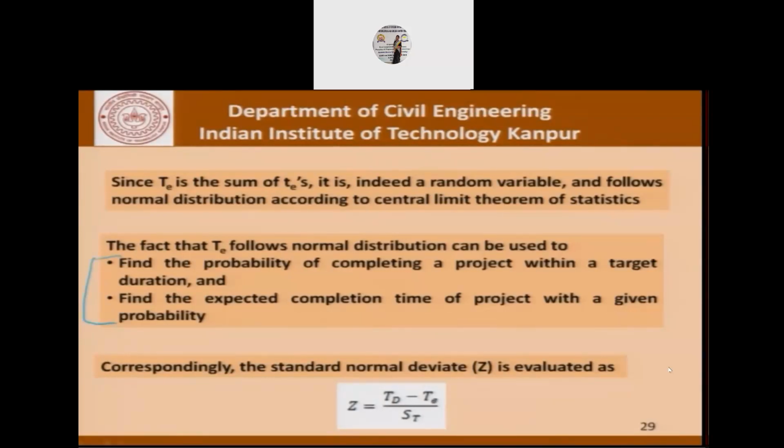Find the probability of completing the project within a target duration. If there are two activities, we can ask the question that, well, there are some times associated with these two activities, but what is the probability that this project will be completed within a certain time, whatever that number is? That we will see in an example later on, but also we can find the expected completion time with a given probability. Basically, these two questions are just two sides of the same coin. Correspondingly, the standard normal deviate Z is evaluated as TD minus TE upon ST, and this is something which comes in very handy when we are trying to answer questions such as these.